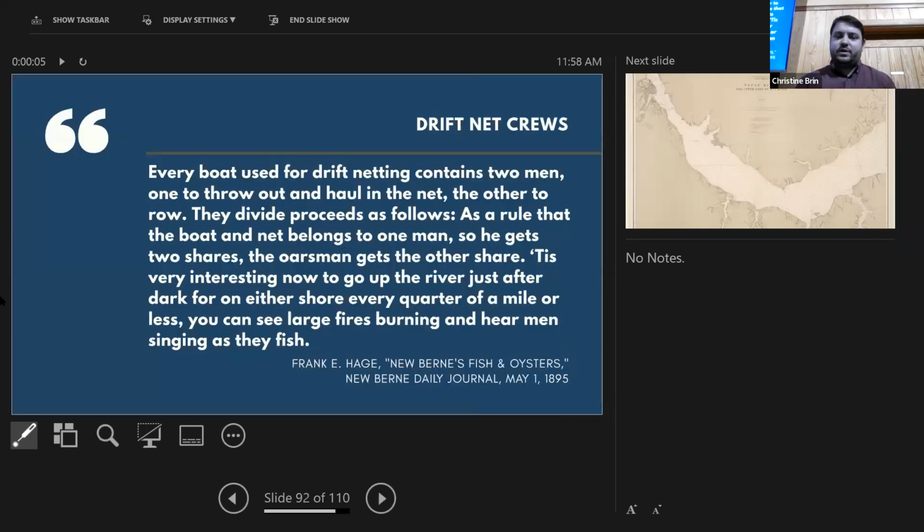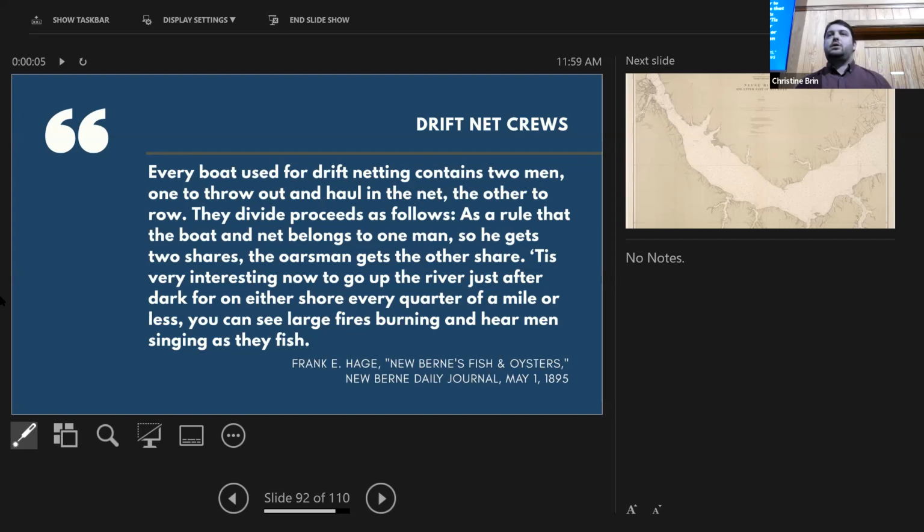And I know I've got a lot of quotes, but this is a really nice quote that talks about how these things are used. "Every boat used for drift netting contains 2 men, one to throw out and haul in the net and the other to row. They divide proceeds as follows. As a rule, the boat and net belongs to 1 man, so he gets 2 shares. The oarsman gets the other share. 'Tis very interesting now to go up the river just after dark, for on either shore, every quarter of a mile or less, you see large fires burning and hear men singing as they fish."